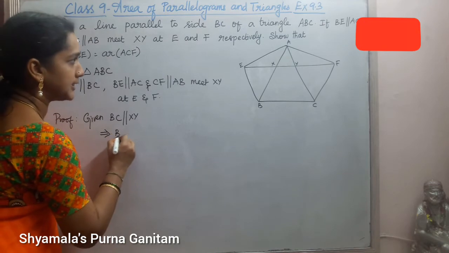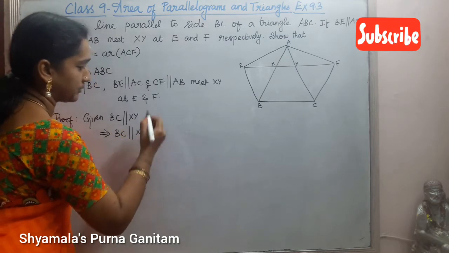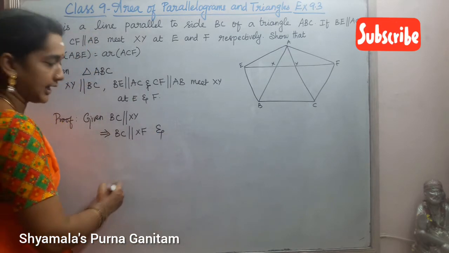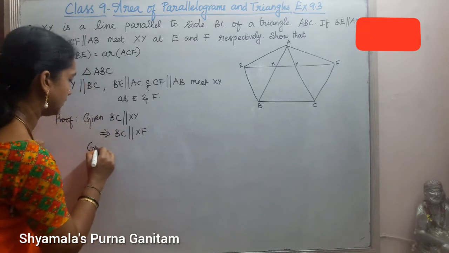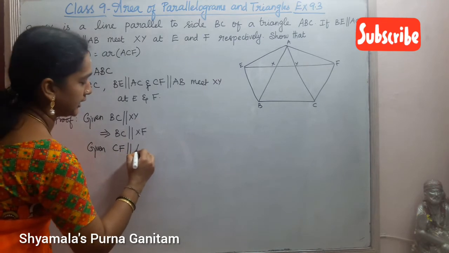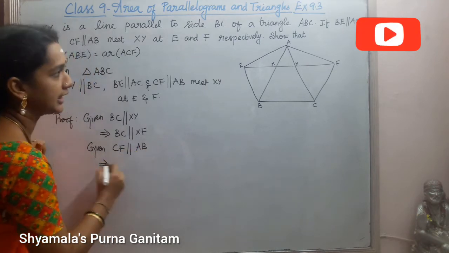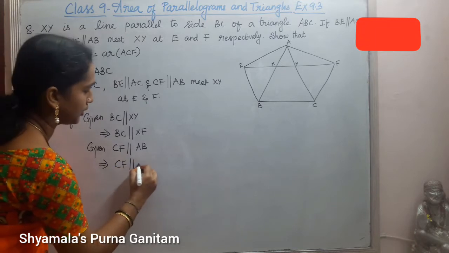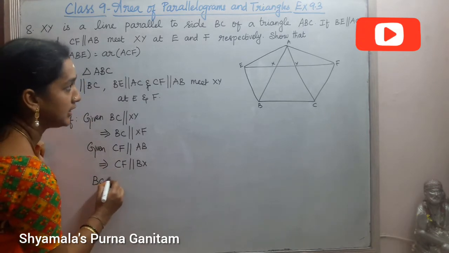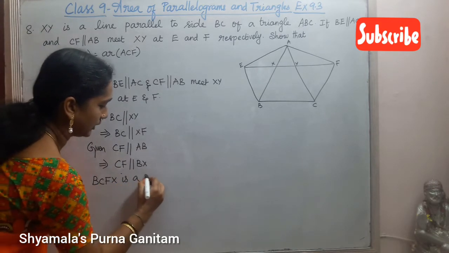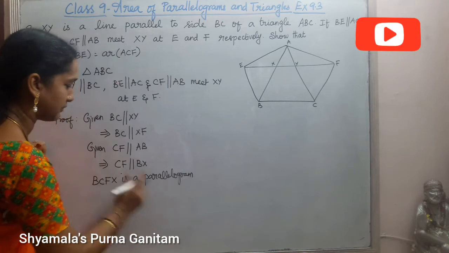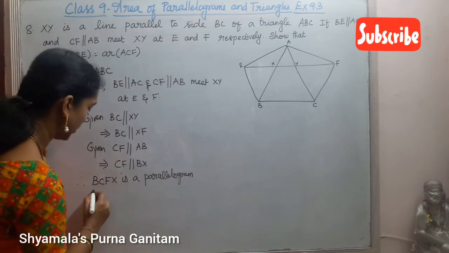This implies BC is parallel to XF. And given CF is parallel to AB, we will get CF parallel to BX. Okay, so BCFX is a parallelogram. Therefore, BCFX is a parallelogram.